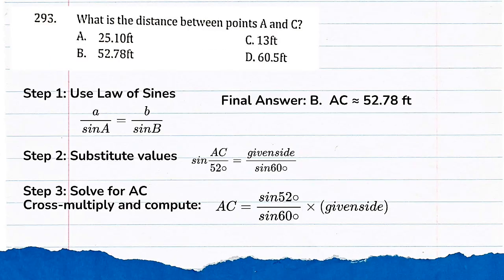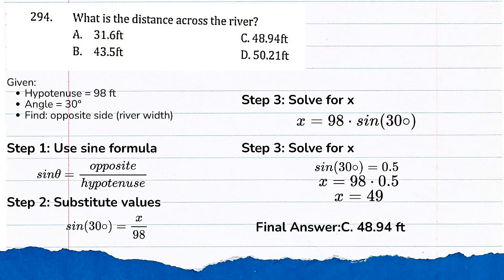To solve, first use the law of sines. A over sine A is equal to B over sine B. Next, substitute values. AC over sine 52 degrees is equal to the given side over sine 60 degrees. Next, solve for AC: cross multiply and compute. So AC is equal to sine 52 degrees over sine 60 degrees times the given side. After computing, AC is approximately 52.78 feet.